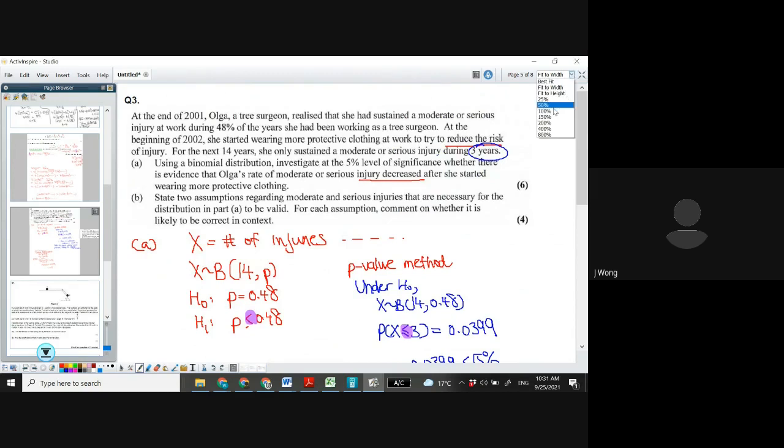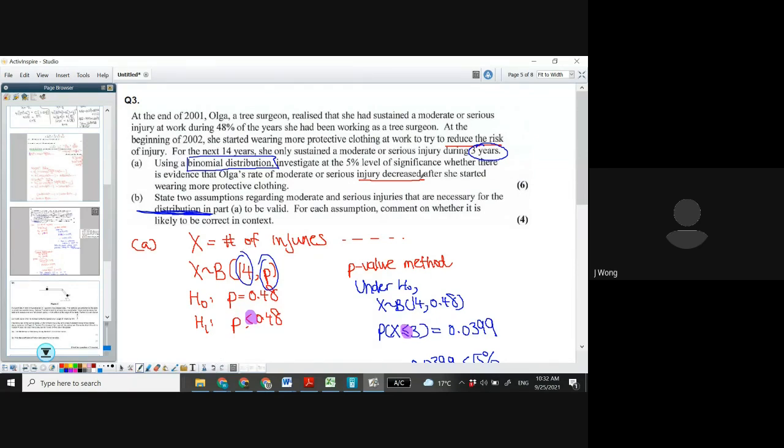And then for part B, they say state your assumptions regarding the serious injuries that are necessary for the distribution in part A. So that means they're asking us if we could actually use binomial distribution for this test. So you could just recall the definition of binomial distribution. There are 4, but 2 are literally just written here. Firstly, there must be a fixed probability, and then a fixed number of trials.